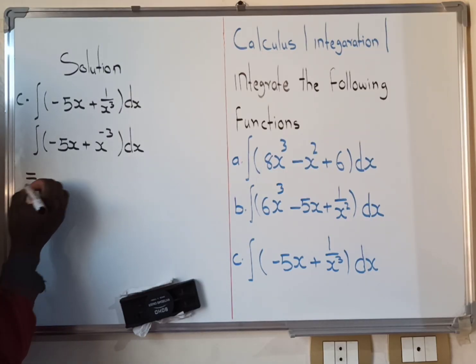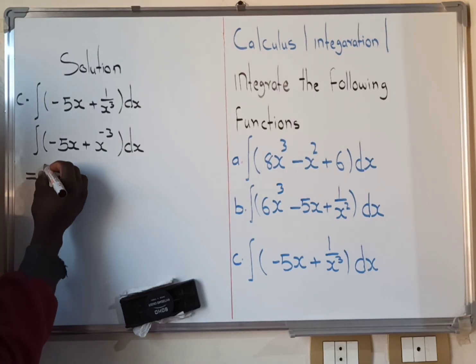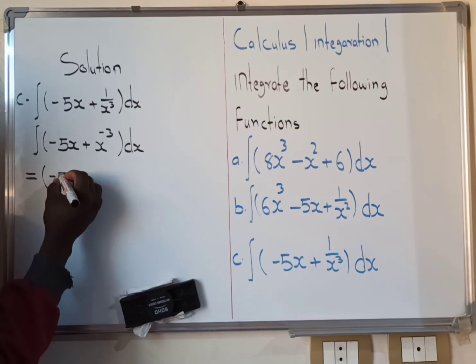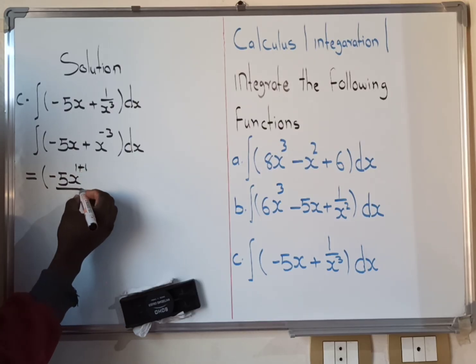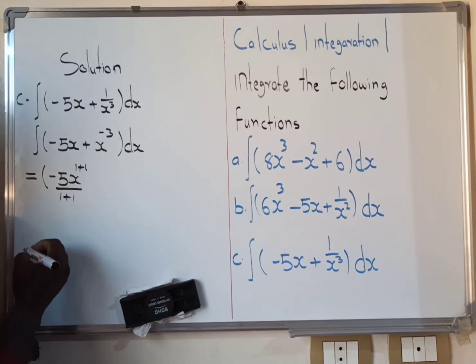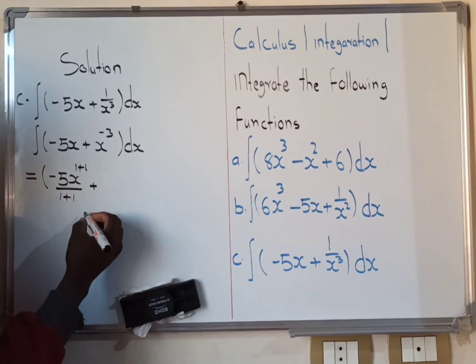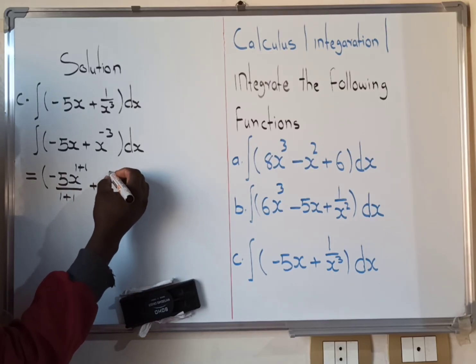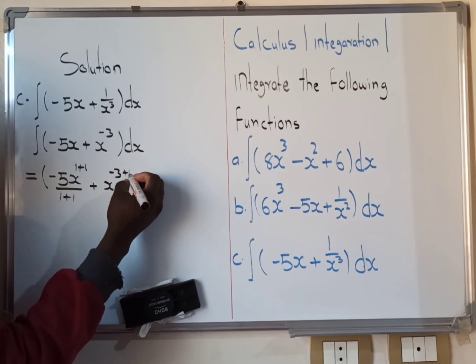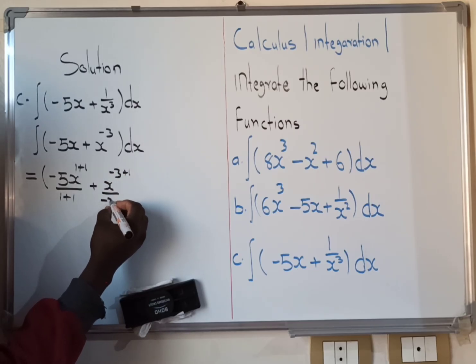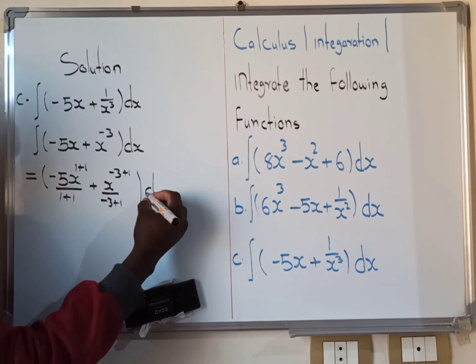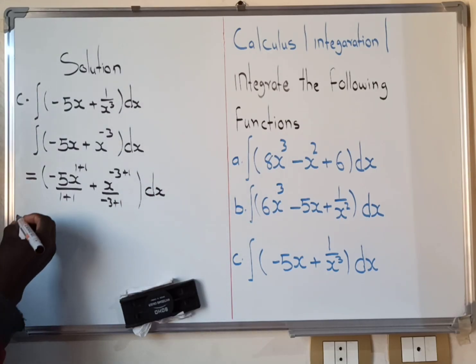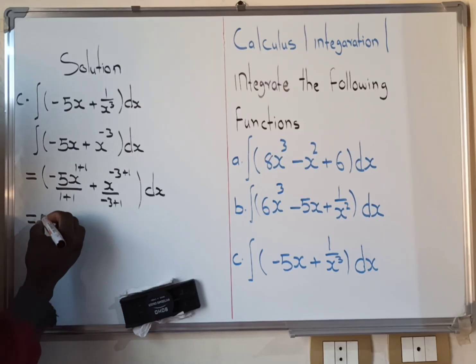So we have to say equal step by step. Here you have bracket minus 5x. Here we already have 1, so we're going to add 1, and therefore we divide by 1 plus 1. So we have to say here plus again. So we have here x to the minus 3. We had 1 on it, and here is minus 3 plus 1. So we have to put in bracket and say dx.